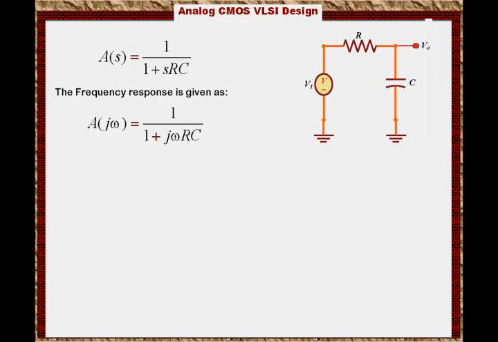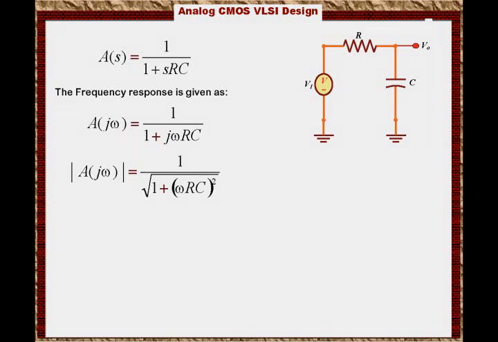So the magnitude of the gain is basically the absolute value of A of j omega. This will equal to the magnitude of the top, which is 1, over the magnitude of the bottom, which is the square root of the real part squared plus the imaginary part squared. So this will be the square root of 1 plus omega RC quantity squared.